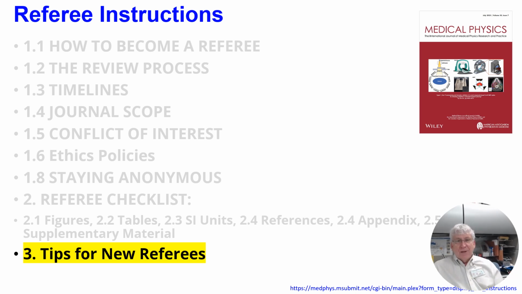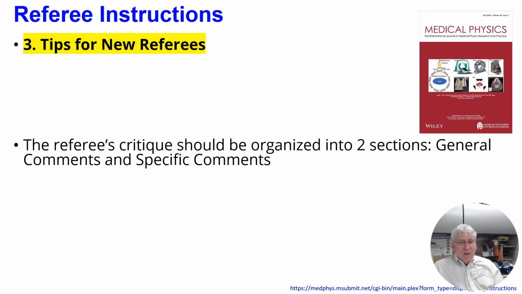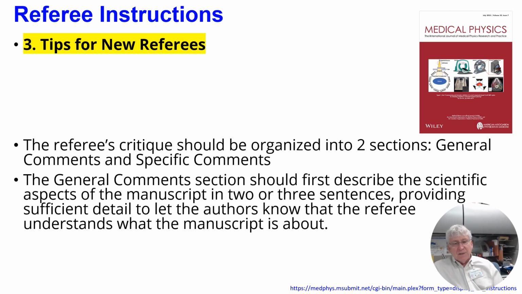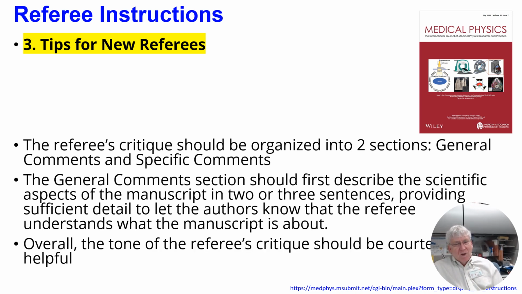Tips for new referees. The referee's critique should be organized into two sections: general comments, specific comments. The general comments section should first describe the scientific aspects of the manuscript in 2 or 3 sentences, providing sufficient detail to let the authors know that the referee understands what the manuscript is all about. Overall, the tone of the referee's critique should be courteous and helpful.